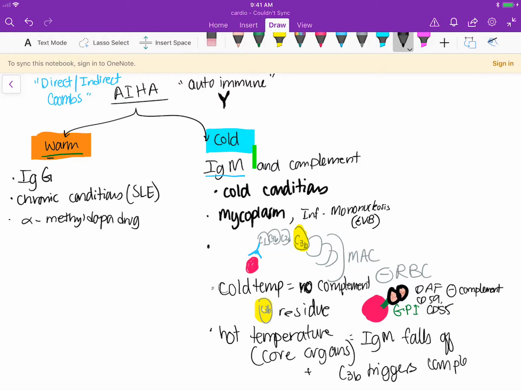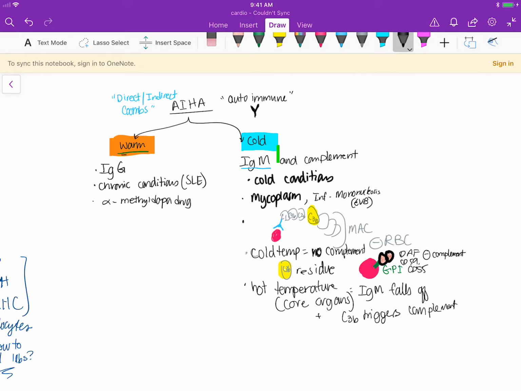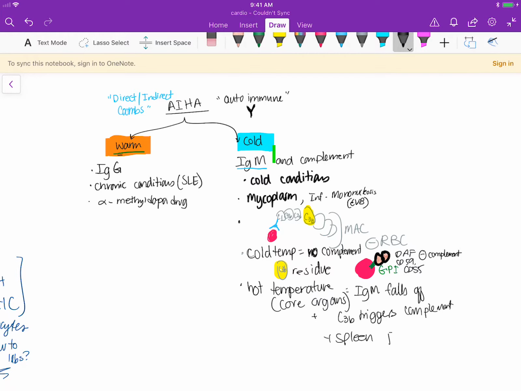complement, and of course splenic macrophages, spleen phagocytosis, resulting in extravascular hemolysis.